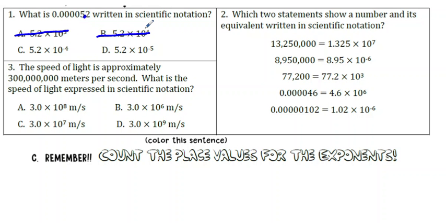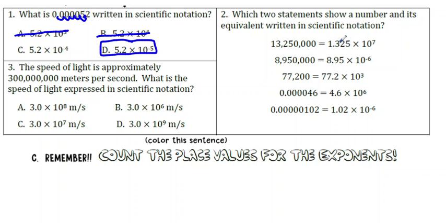Then I'm going to count how many spaces, because I have a choice between -4 and -5. I'm going to count how many spaces I have from decimal point to decimal point, 1, 2, 3, 4, 5. So I know my exponent will be a -5, and it's 5.2 times 10 to the -5th power. Number 2 says, which two statements show a number and its equivalent written in scientific notation? Again, this is a technology enhanced question, so you have to get both of them right in order to get this one right.